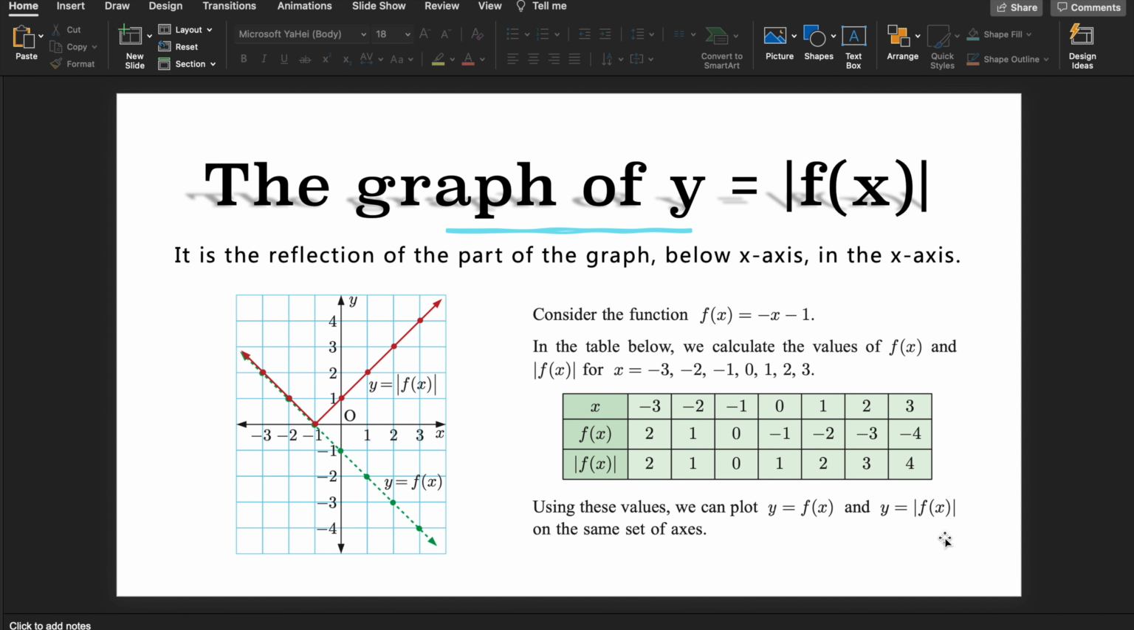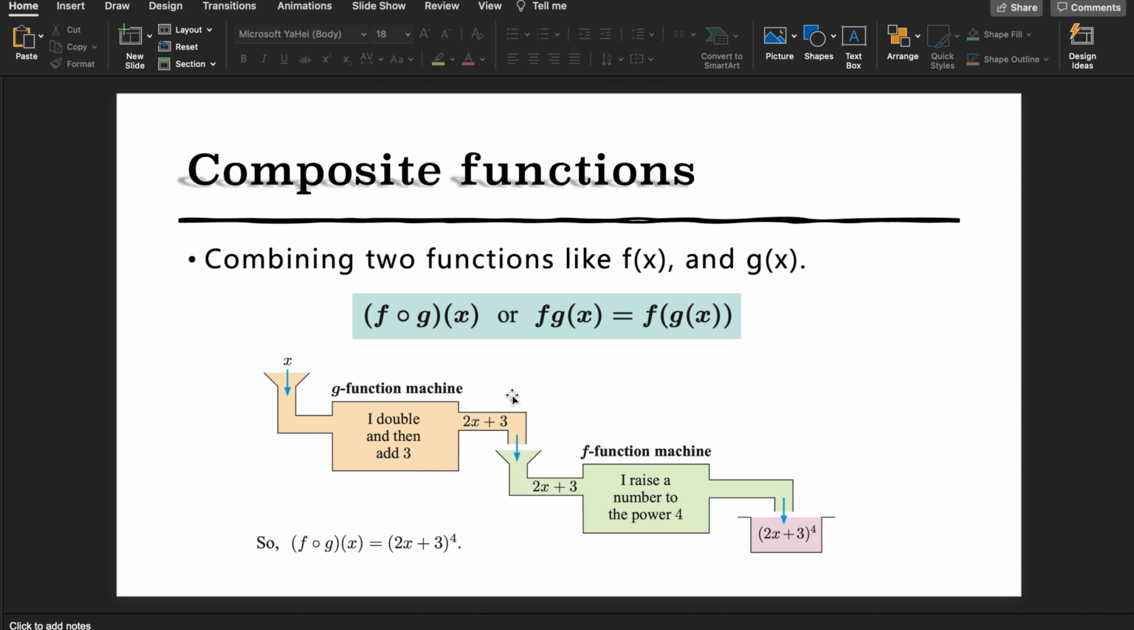It's very informative. The next part is called composite functions. It's basically combining two functions like f of x and g of x. So this is how you read it, f of g of x. This is also equal to f of g of x. Don't confuse this as f of x into g of x. It's f of g of x. You could also write it as this, or even this, but I'd prefer using this because it's more clear.